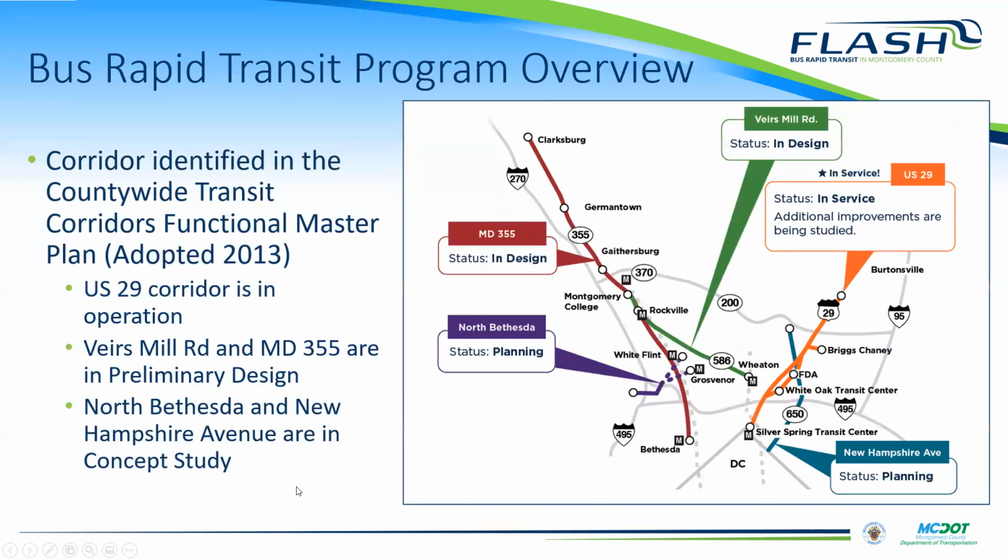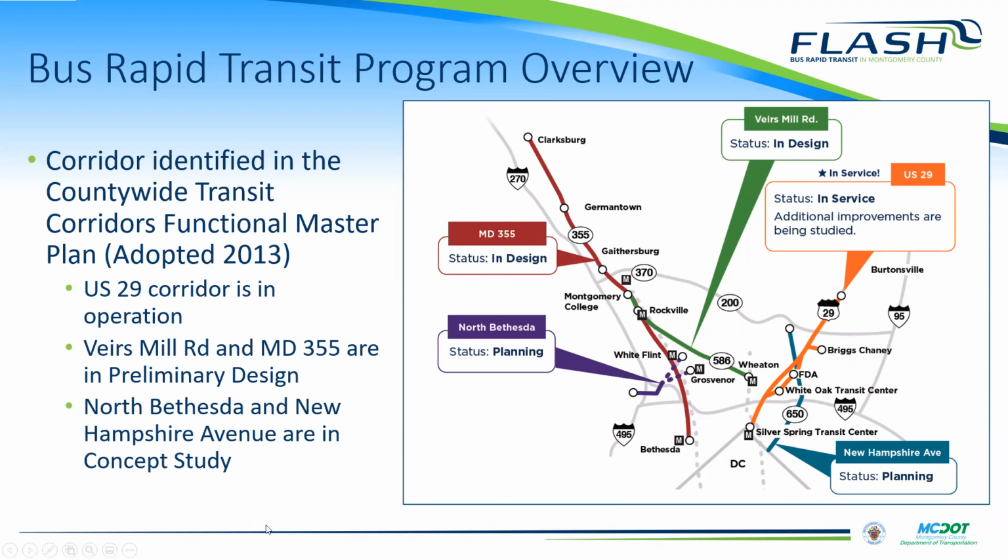And so with that, I want to start with a program overview. New Hampshire Avenue was a corridor identified in the countywide transit corridor functional master plan from 2013. And out of those corridors, as I mentioned earlier, the US 29 corridor was designated as the first corridor to advance, and it's now in operation. In addition to that, the Veirs Mill Road corridor, as well as the Maryland 355 corridor, are in the preliminary engineering process and are advancing and are proposed for full construction funding in the FY23 adopted budget, so in the upcoming budget year.